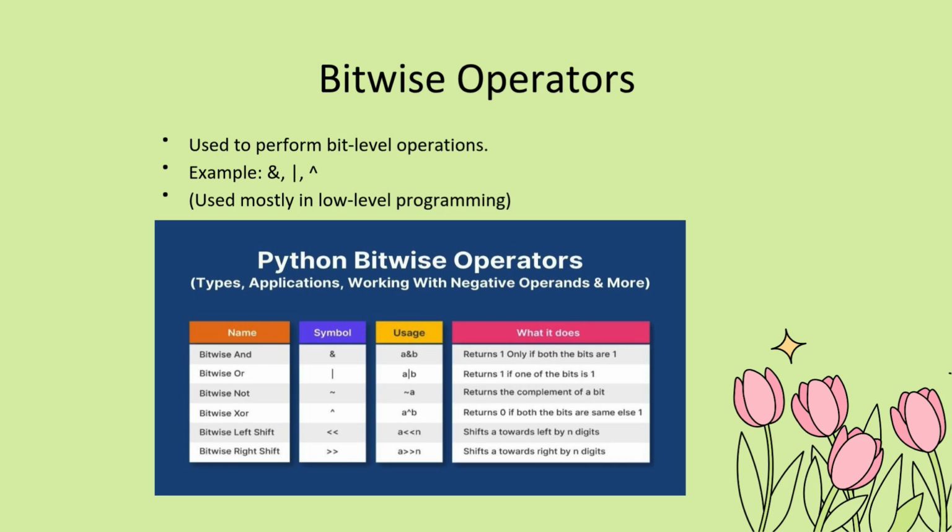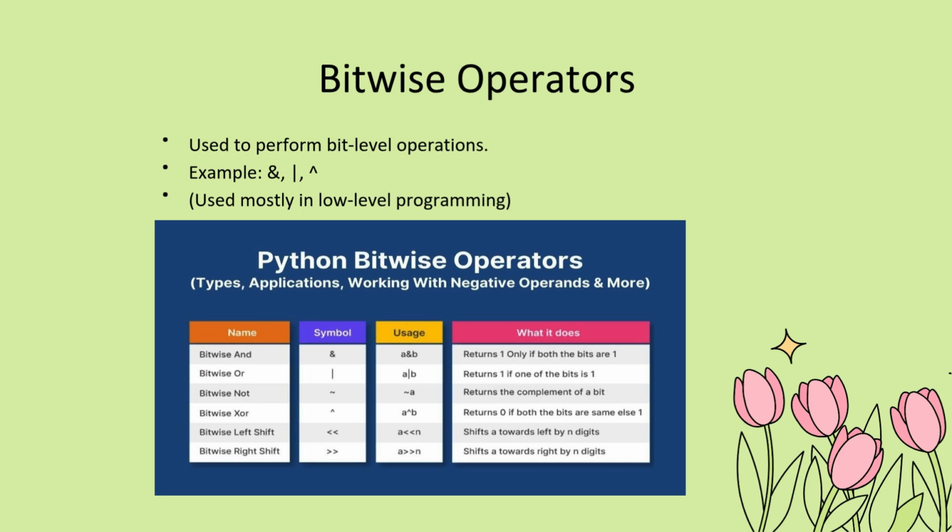It's a unary operator, meaning it works on a single value. Now coming to left shift. This shifts all bits of a number to the left by a certain number of positions, filling in zeros from the right. And finally, right shift. This shifts bits to the right and drops the ones on the far right.